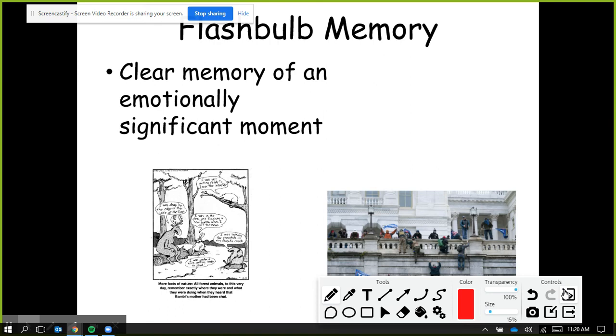Flashbulb memories are explicit memories that are emotionally significant. Clear memory of an emotionally significant moment. They can be personal or they can be global.